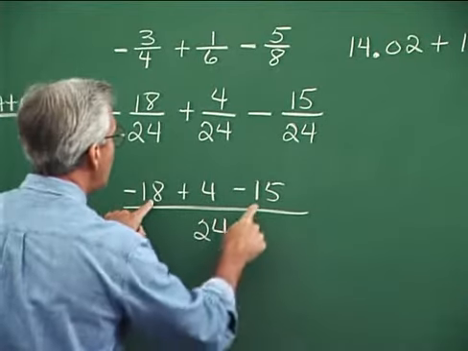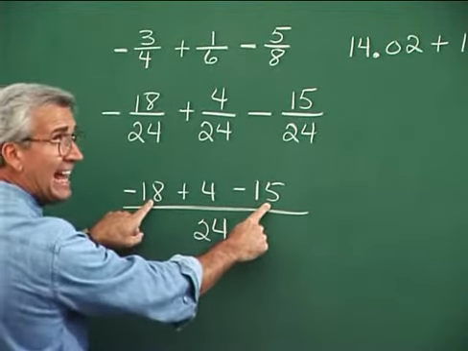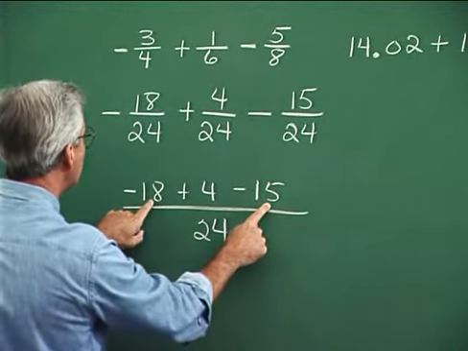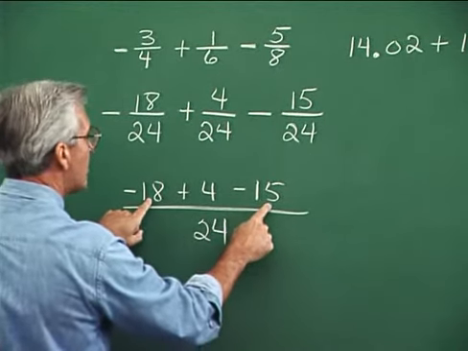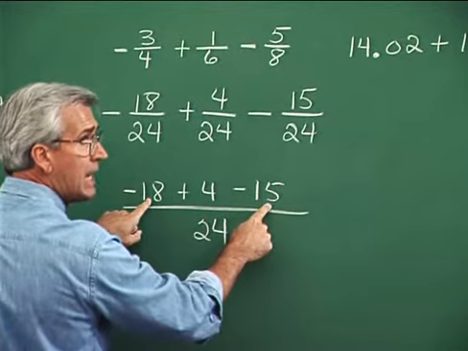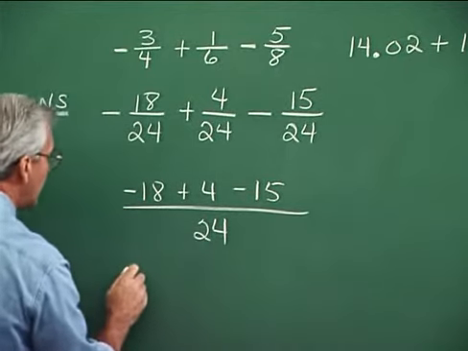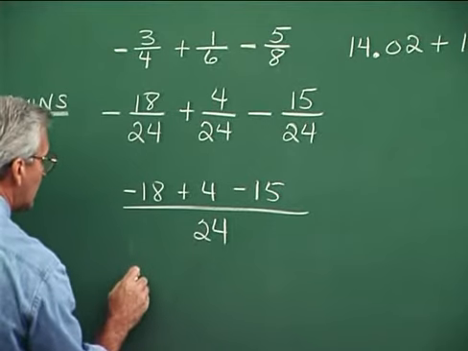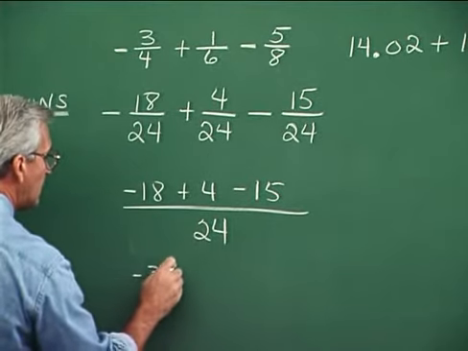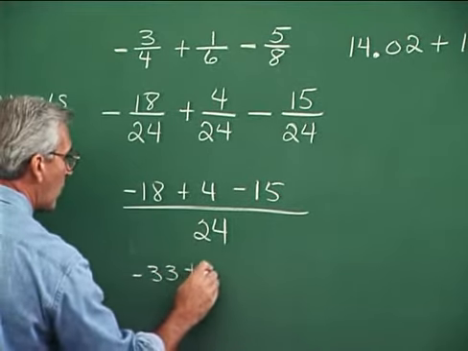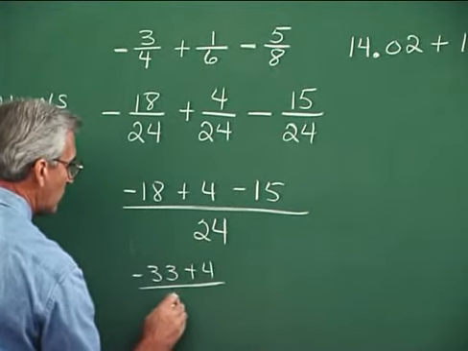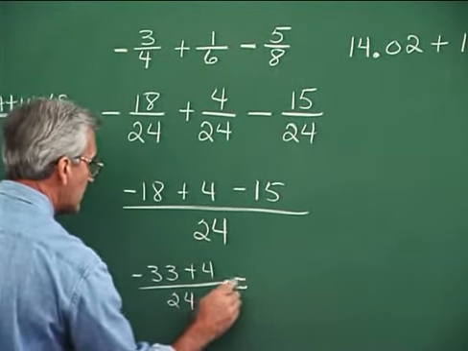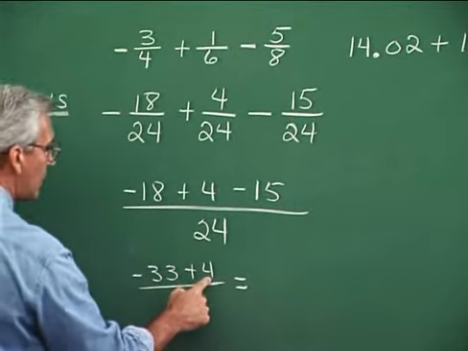So let's see, I've got two negatives, and it's pretty easy for me to add the digits involved in those two. So that would be 33. So it'd be negative 33. I'll write another step just to show that. Typically, you might not do this, but just for emphasis, I'm going to. Negative 33, then plus 4 is what I have next over 24.